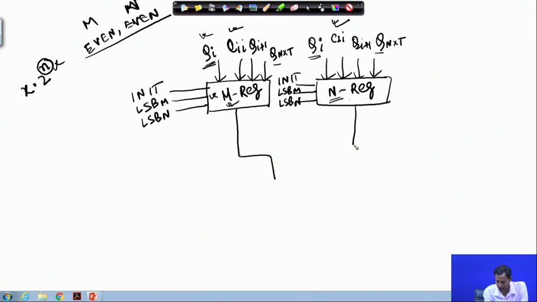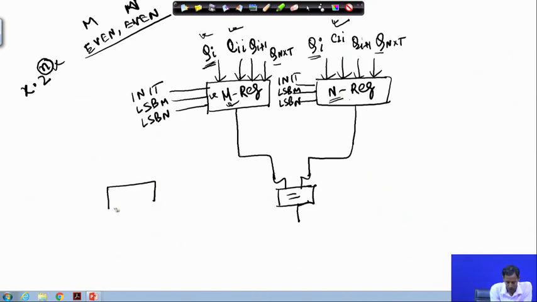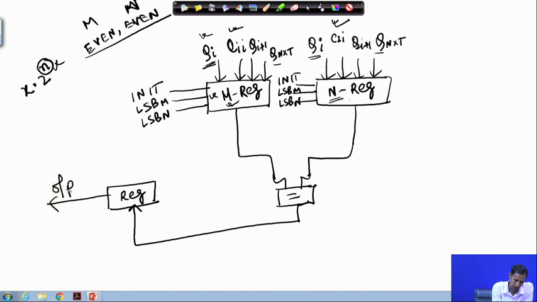So, I need one equality comparator block, which says that m and n are both the same, so the computation is over. I need one register which will indicate this. This is the final output. It will indicate the register to produce the result at the output.